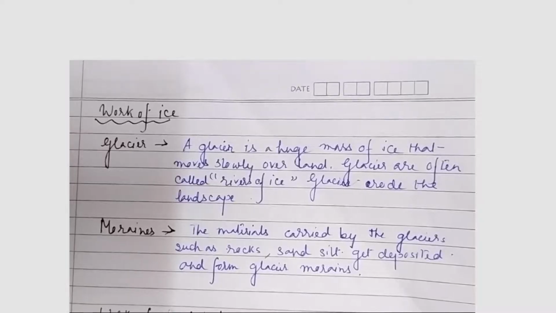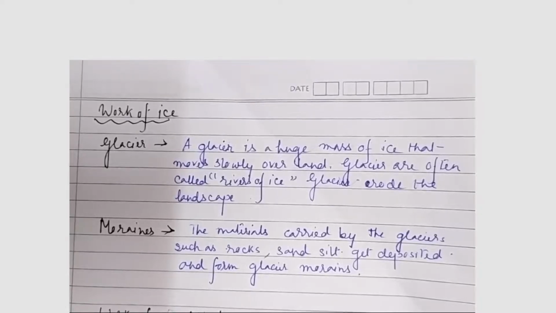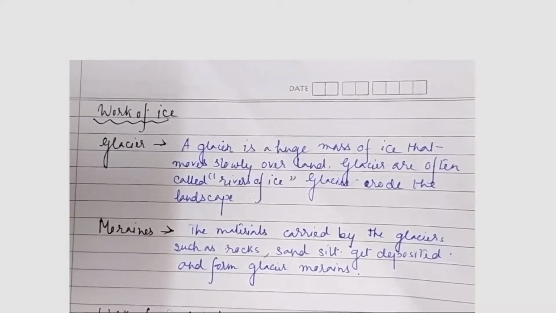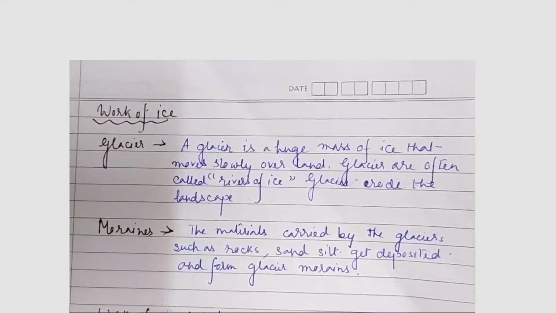Now we are going to discuss our next topic, and that is work of ice. In this segment, glacier is a very vital term. A glacier is a huge mass of ice that moves slowly over land. Glaciers are often called rivers of ice. Glaciers erode the landscape. I am going to repeat, glaciers are often called rivers of ice.